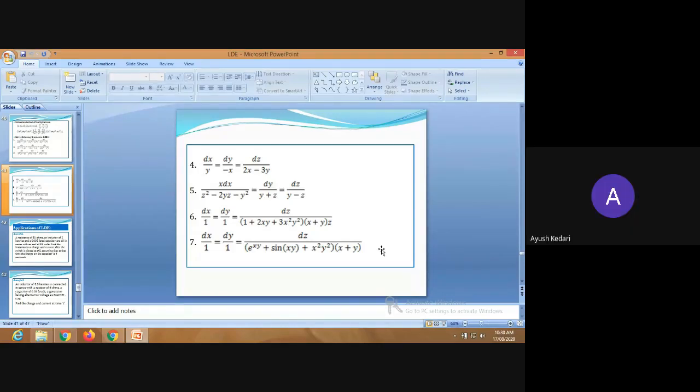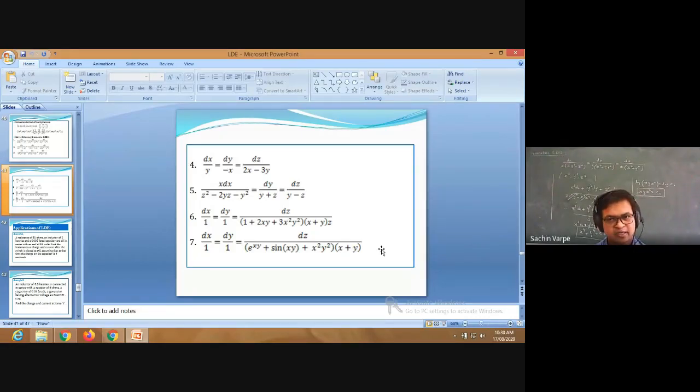3, 2, 1, right? Yes, it works. 3, 2, 1. That is also possible. And what about the second set of multipliers?